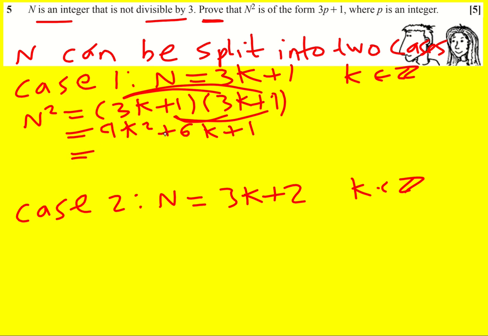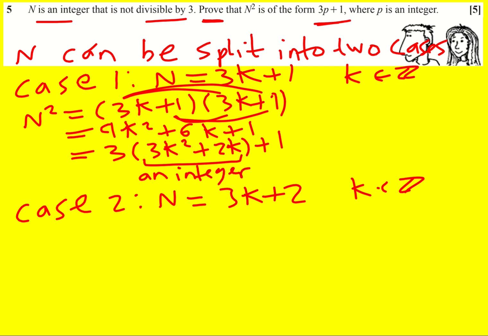Now this is looking quite nice because I can see I've got a multiple of 3 here and I've got a plus 1 here. To do it fully, I should factorize out a 3 and write 3 bracket 3k squared plus 2k plus 1. And this is an integer. So I've done it basically. I could call this p and then say that's an integer, but I think this is enough. Proof complete.